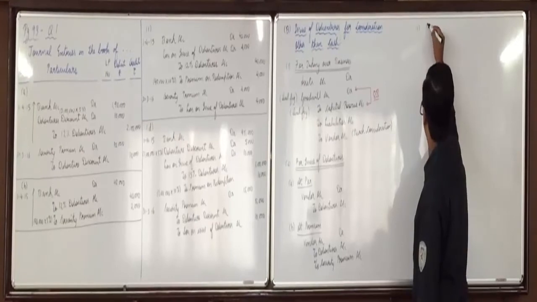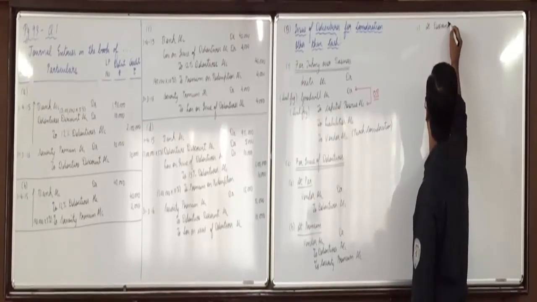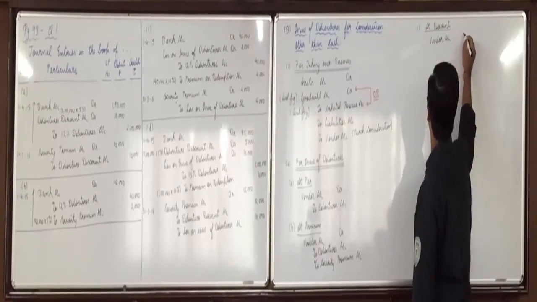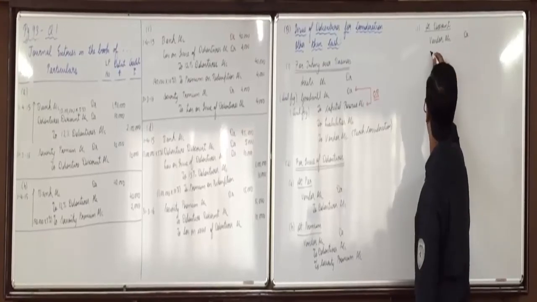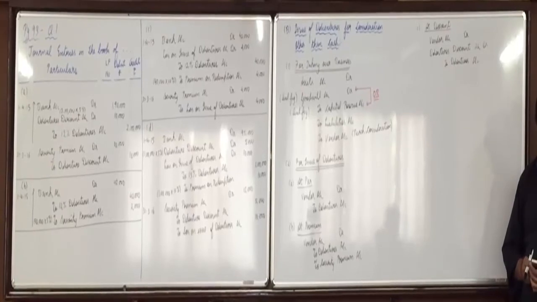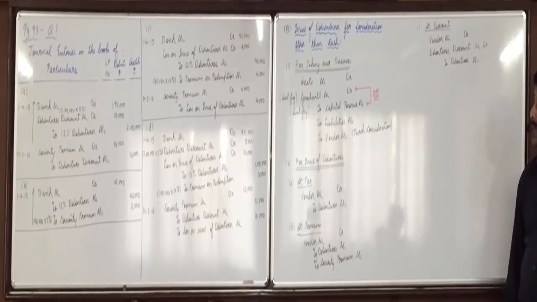And if they are issued at discount, then what will be the entry? Vendor account debit, debentures discount account debit. Did all of you understand this? Yes.